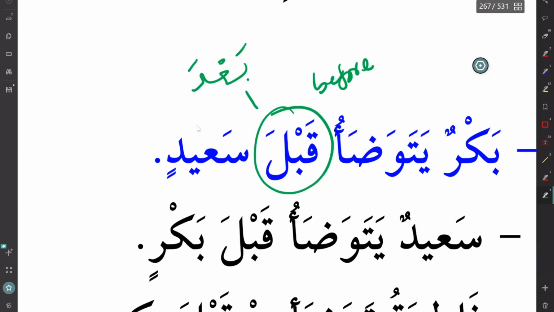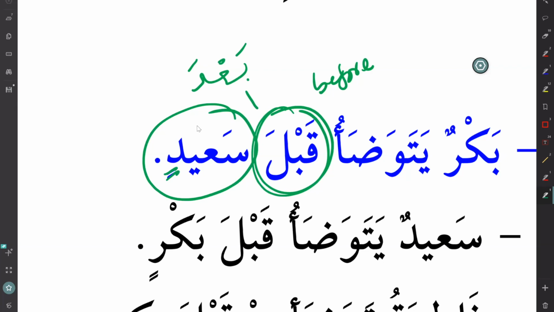Another thing to note is that when these words come, they come as part of idafa. So qabla, ba'da, amama, khalfa, fawqa, they come as the first part of the idafa. So they will be mudaf. And the second part will always be mudaf ilayhi, remember our rules, Kitabu Muhammadin. That's why we have qabla sa'idin, before Sa'id, ba'da sa'idin, after Sa'id, amama sa'idin, in front of Sa'id, khalfa sa'idin, behind Sa'id.